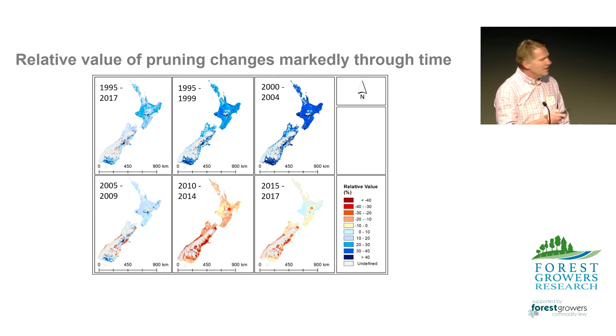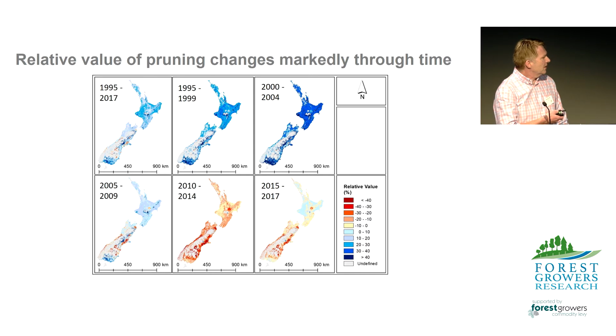So the key thing I want you to take away from this graphic is the change in the profitability of prune versus structural grade regimes through time. You can really see that in the 90s, it was far more economic, far more profitable to grow a prune regime in New Zealand, and it really reached the best time for prune regimes, clearly 2000 to 2004.